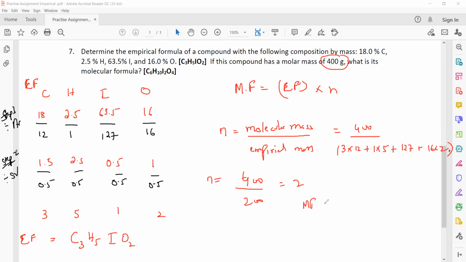Now the molecular formula is empirical formula times N. So the molecular formula is equal to the empirical formula, which is C3H5IO2, multiplied by N. N means the number. How to find the value of N? So this 2 is multiplied, and this will be C6H10I2O4.